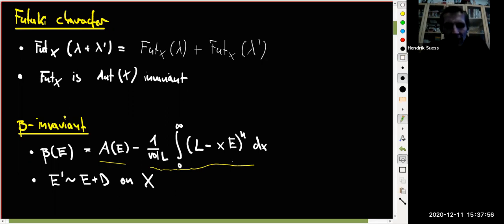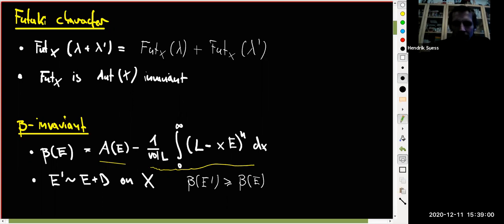And what's relatively easy to see from this description is if I pick two divisors E and E prime on X, so not over X, but on the variety itself. And let's say E prime is linearly equivalent to E plus some effective divisor D, then it's straightforward to see from this definition that the beta invariant of E prime is bounded from below by the beta invariant of E. So, if we have to check positivity, then we can forget about E prime and just check the positivity of E here. Okay, this is also going to play a role later on.